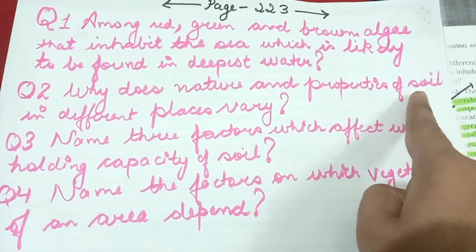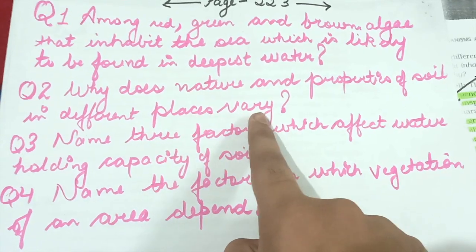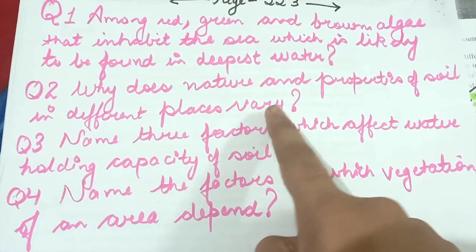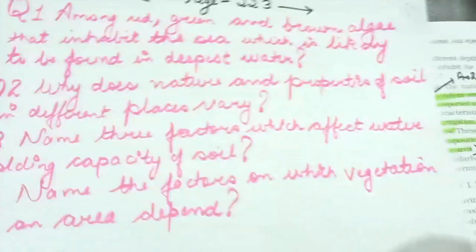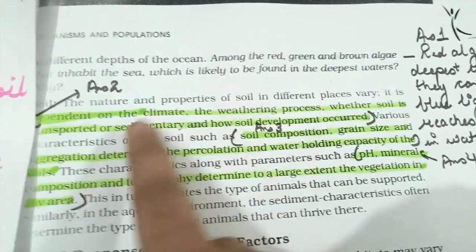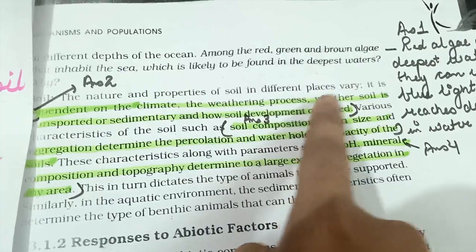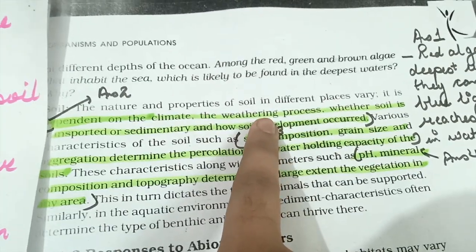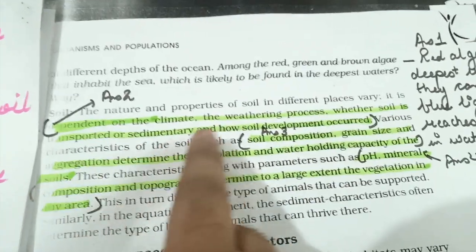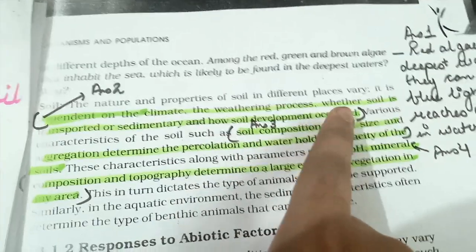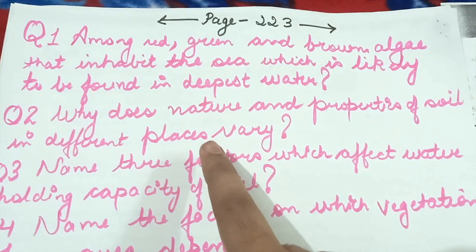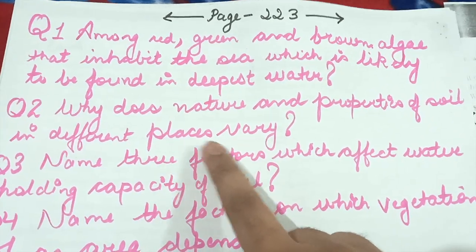The next question that arises is, why does nature and property of soil in different places vary? Why we have different soils at different places? The answer is given right here in the soil. The nature and property of soil vary in different places because, number one, it depends on climate. Number two, it depends upon weathering process. And number three, it depends on the development of the soil. These three factors, the climate, the weathering process, and the development of the soil is the cause why the soil varies in different places.